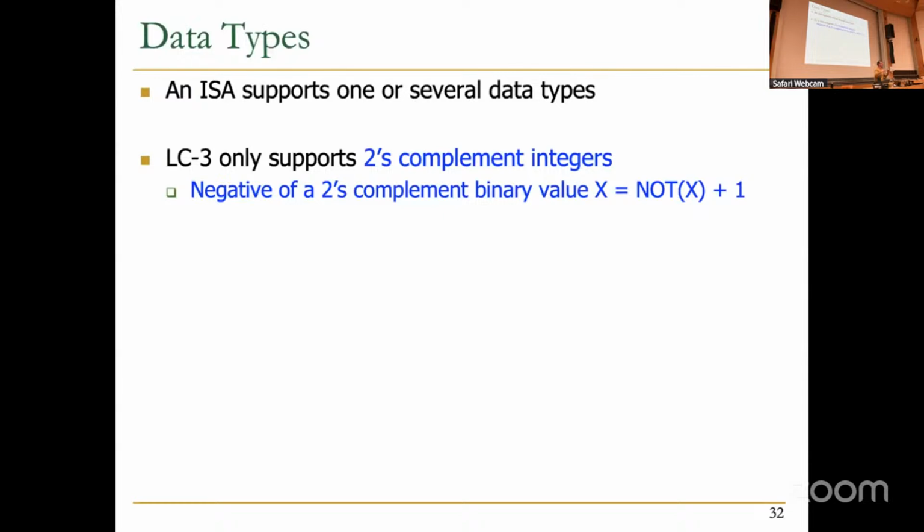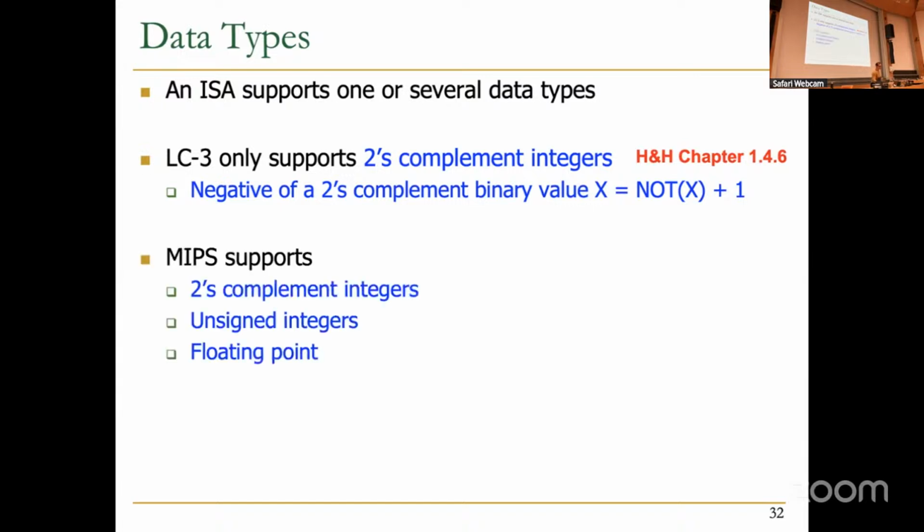Again, we're not going into computer arithmetic that much in this course, but there is a huge design space of how you do arithmetic using computers. And this is one very commonly used way of doing arithmetic. The negative of a binary value x is the bitwise not of x plus 1. If you're interested in this, you can read the H&H chapter which talks about 2's complement.